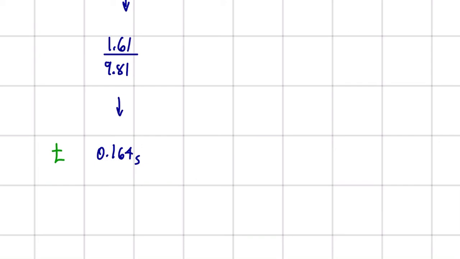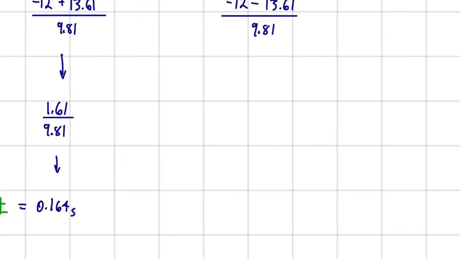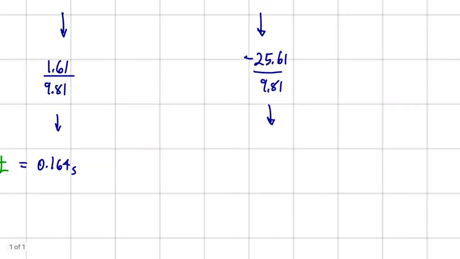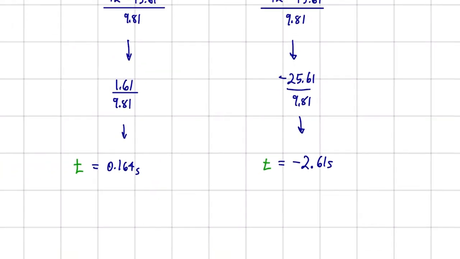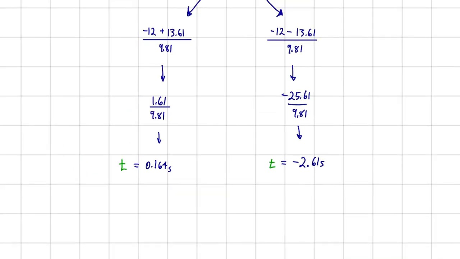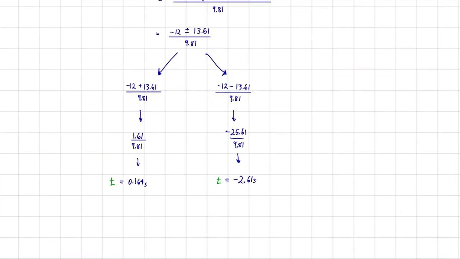So t is equal to 0.164 seconds. And with our other answer, we get negative 25.61 over 9.81. And that gives us an answer of t being equal to negative 2.61 seconds. So it looks like we have 2 answers here for t. Only one of them is real. Only one of them can actually be an answer.